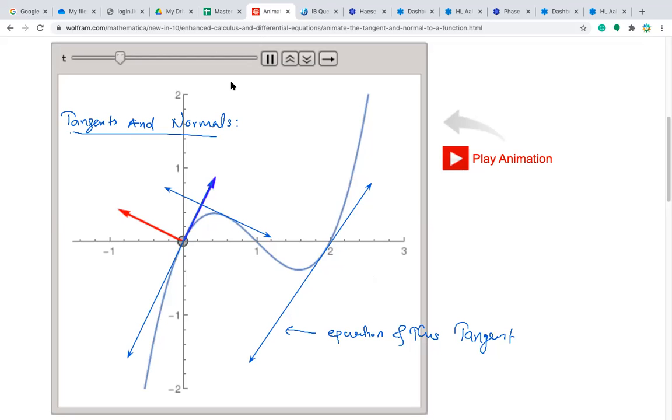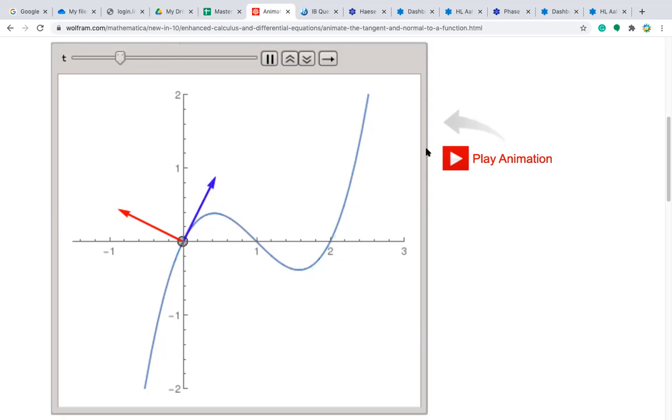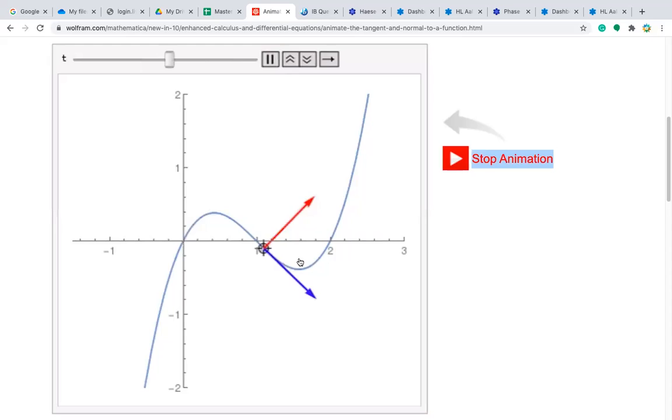Or for that matter, if I define the normal, what is the normal? The normal is the perpendicular to the tangent at any point along the curve. Here the normal is going to be something like this, here like this, and here like this. If I show this animation, you can understand how at every point the tangent and normal are mutually perpendicular to each other. So let's get started with one example.